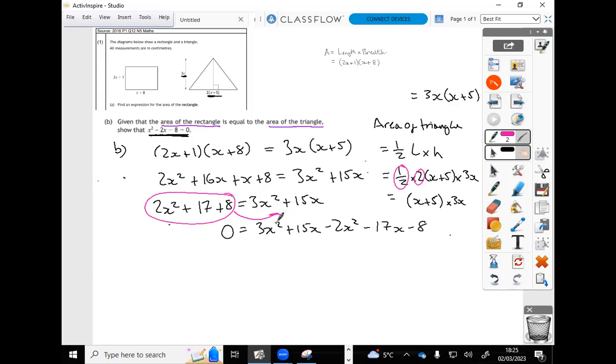Then you want to collect those like terms. Remember, an x squared term and an x squared term are like terms. So the 3x squared minus 2x squared is going to give me x squared. Remember, we don't write it, but there's a 1 there.